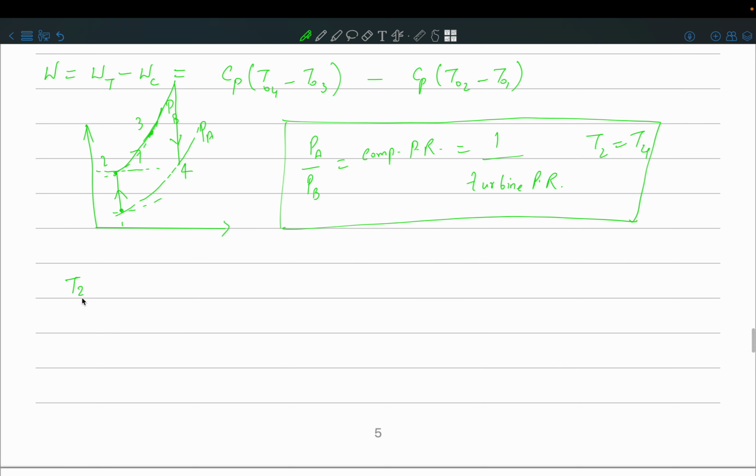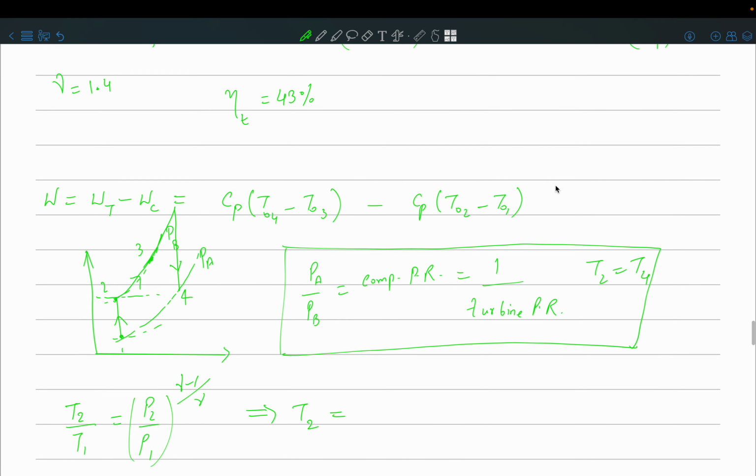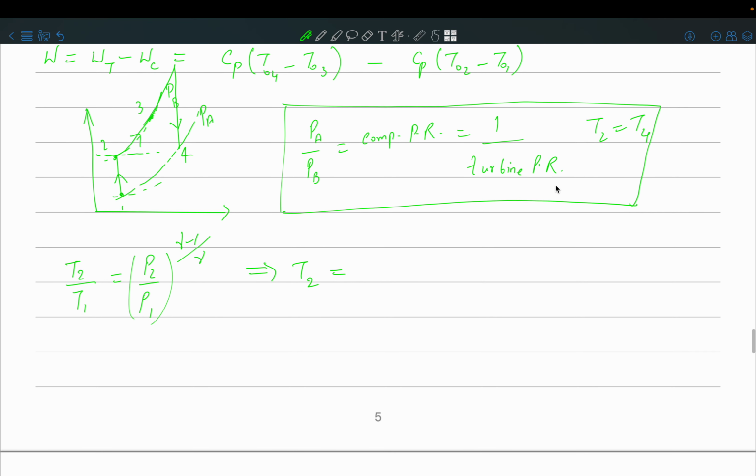We know T2 by T1 is equal to P2 by P1 to the power gamma minus 1 by gamma. So can you calculate and tell me what is T2? So we are using gamma as 1.4 for air over here. Okay. And quickly tell me the answer. Okay, it's approximately 540 Kelvin. And then you can calculate T4.